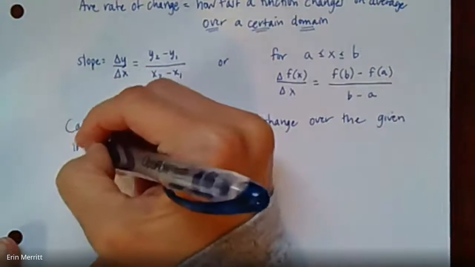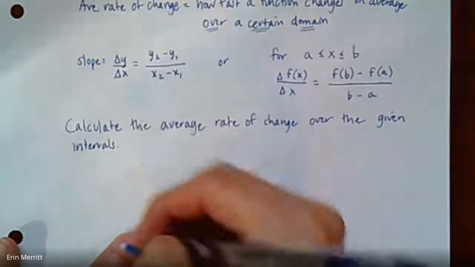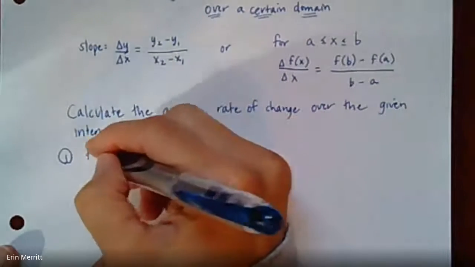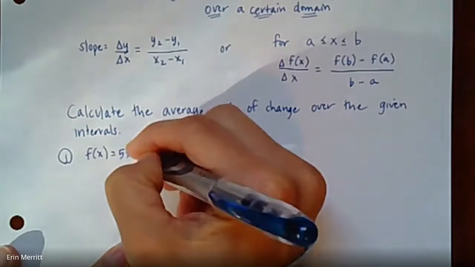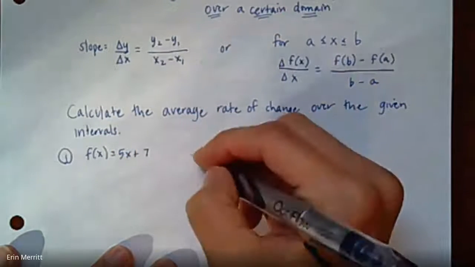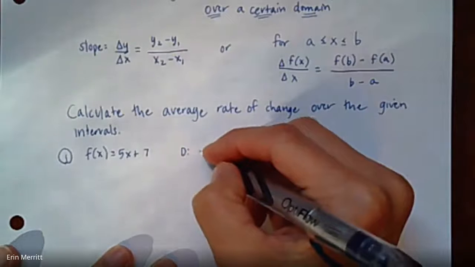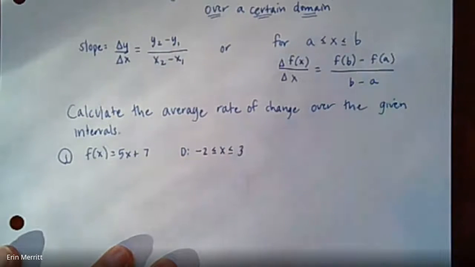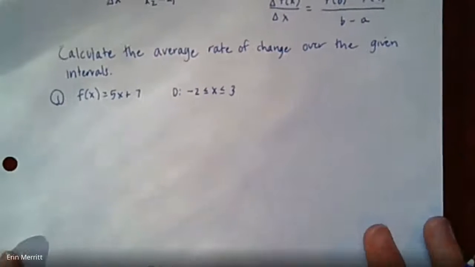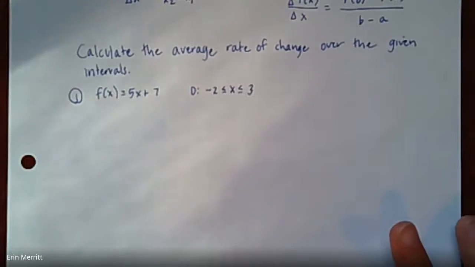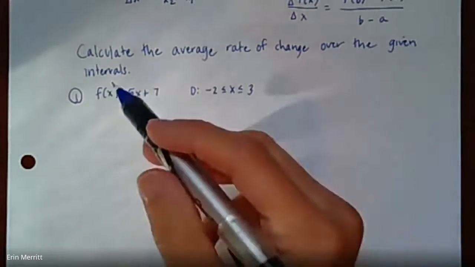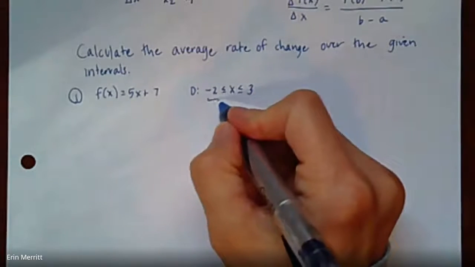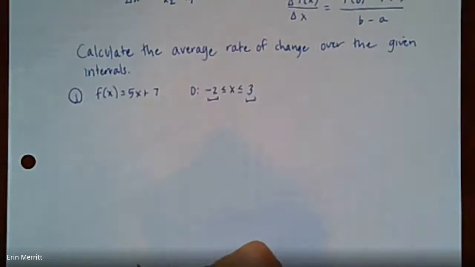the given intervals. All right, so the first one, I'm going to give you the function f of x equals 5x plus 7. And then the domain that I'm going to give you is from -2 less than or equal to x less than or equal to 3. Now, if we were in class, I would give you a few minutes to try this one on your own, but because we're flipping and watching a video, I think the easiest thing to do is to quickly calculate f of -2 and f of 3 first, and then we'll go from there.